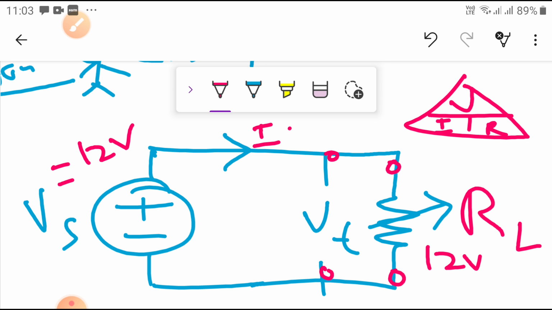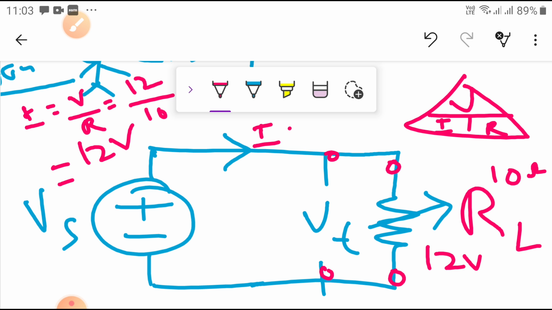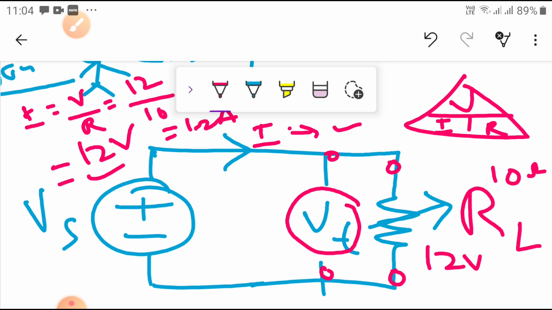Now what is the current? For example, take the load as 10 ohms. Current I is equal to V by R. V is 12, R is 10, so 1.2 amperes will flow through the circuit. If 1.2 amperes is flowing through the circuit, the terminal voltage, if measured with a voltmeter, is the same 12 volts, similar to the source voltage.